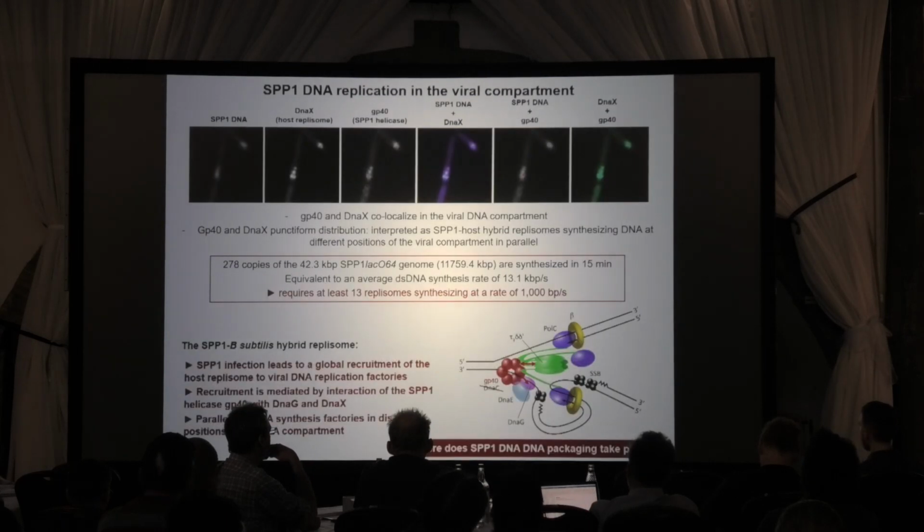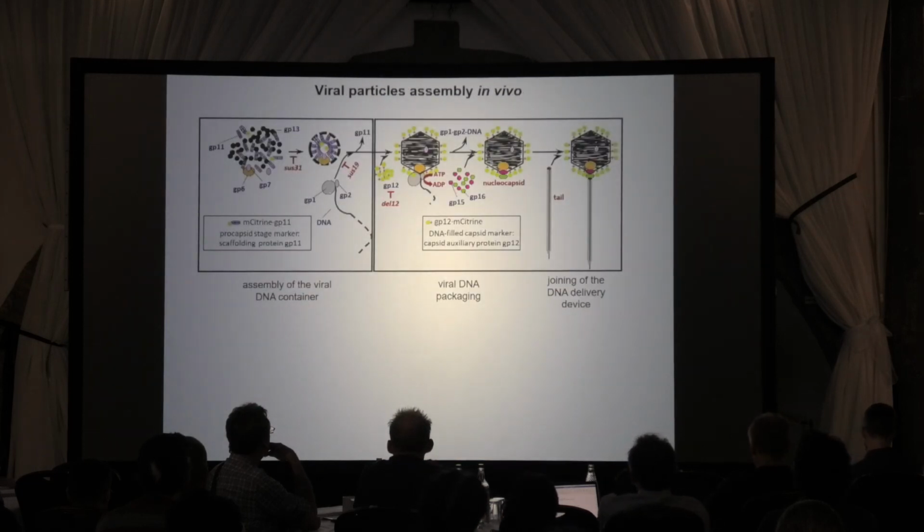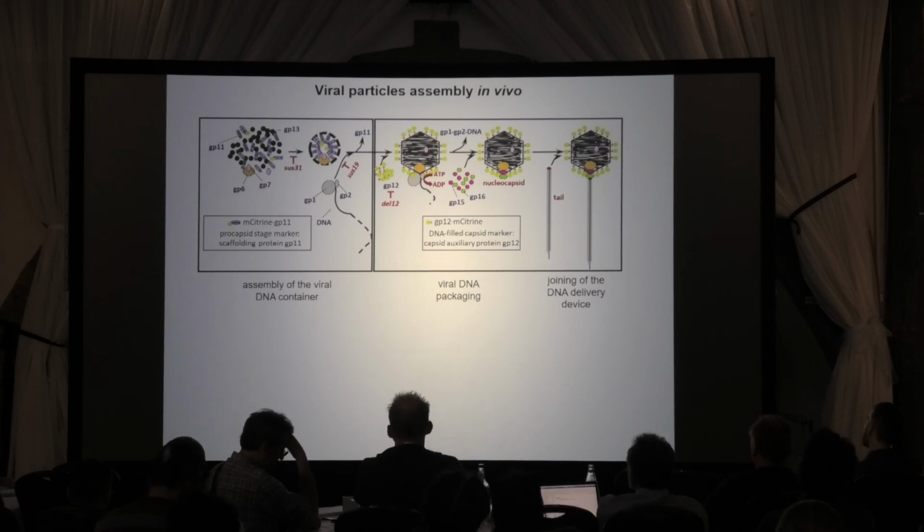So for that, and I think for this audience this is probably more interesting, we used an approach to make fluorescent protein fusions to components of the viral particles that are present at specific stages of assembly. We made fusions of fluorescent proteins to the scaffolding protein of SPP1, and this allows us to specifically visualize procapsids. It's not always the case. If you want, we had some interesting technical issues here.